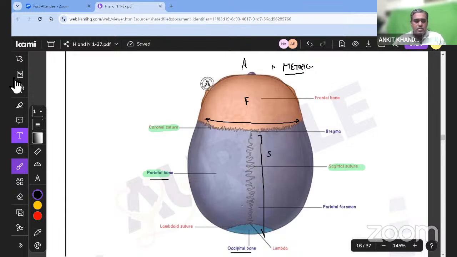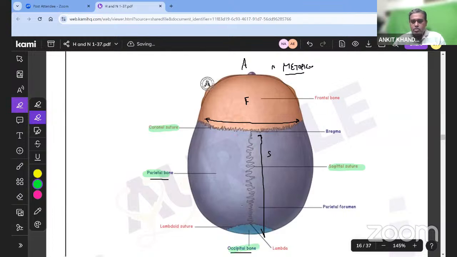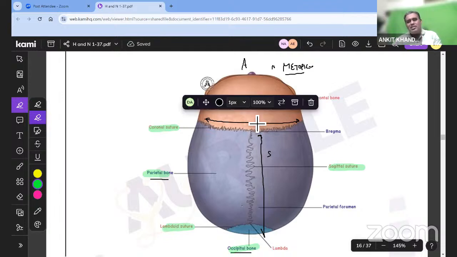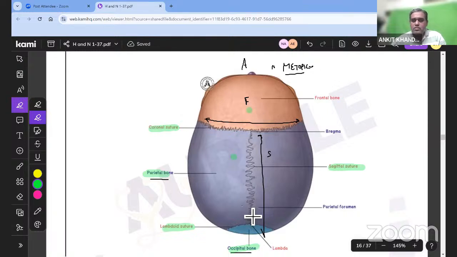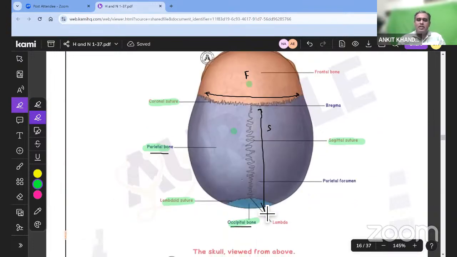Behind, you can see the small occipital bone. And between the occipital bone and the parietal bones, you have the lambdoid suture. So you have at least three sutures. These are must know. This is very, very basic. You should identify frontal, parietal, occipital bone. You should know sagittal suture, coronal, and lambdoid suture, where they are exactly located.